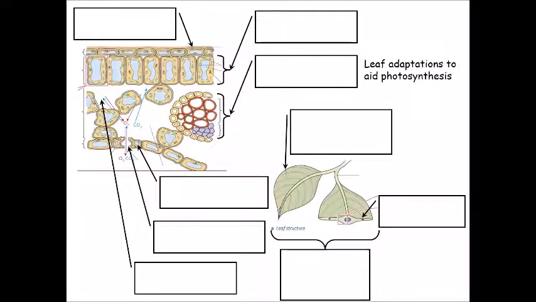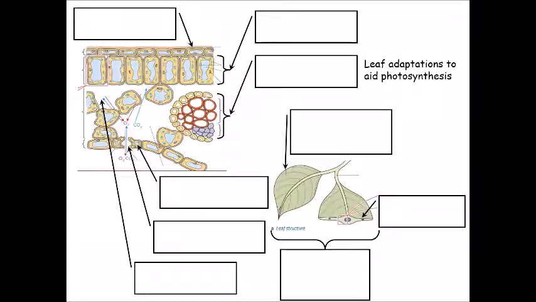Photosynthesis requires many different biochemical pathways and it's surprisingly complex. But before we move on to that, it's good to recap leaf adaptations to aid photosynthesis. The key thing here is it aids photosynthesis. So it's not talking about the leaf structure, it's talking how it helps.